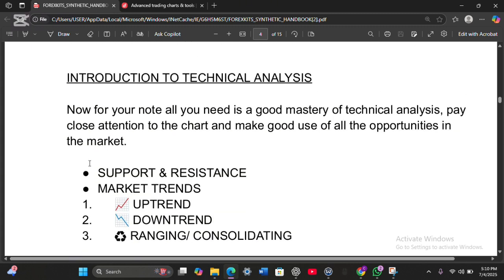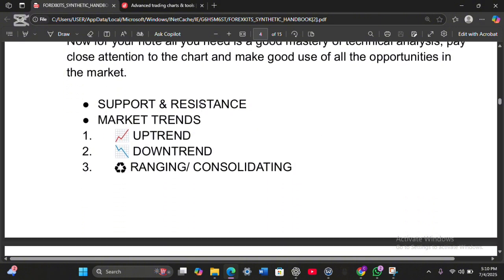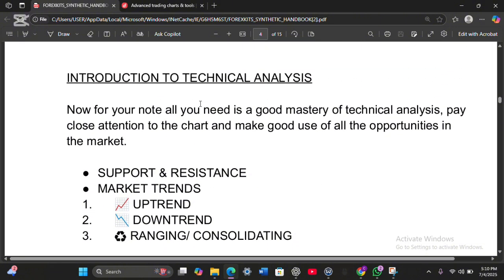Where we'll start the main business, which is technical analysis. You will get familiar with technical analysis and how to use it.